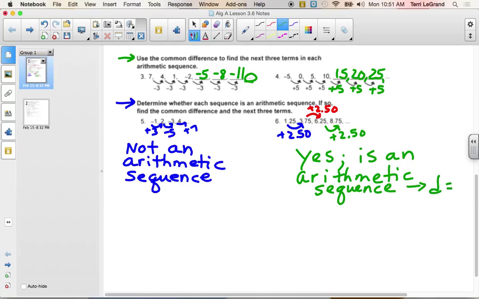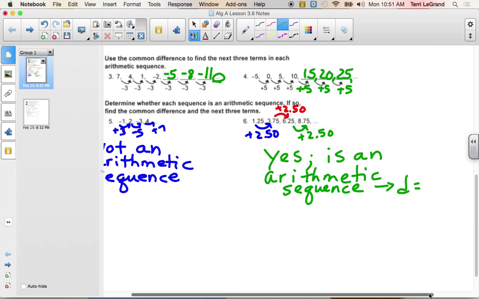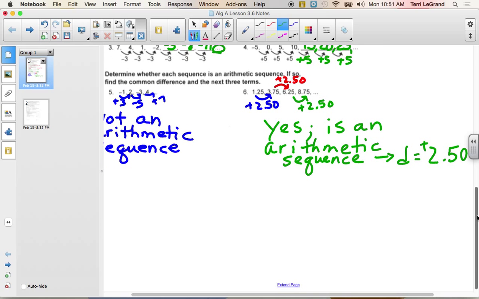What does D equal? Plus 2.5. And you can leave the plus off if you want, because why? Why can we leave the plus off? It is a positive, but you know what? It's okay to write it. It's not a big deal. Right? You can. You can.